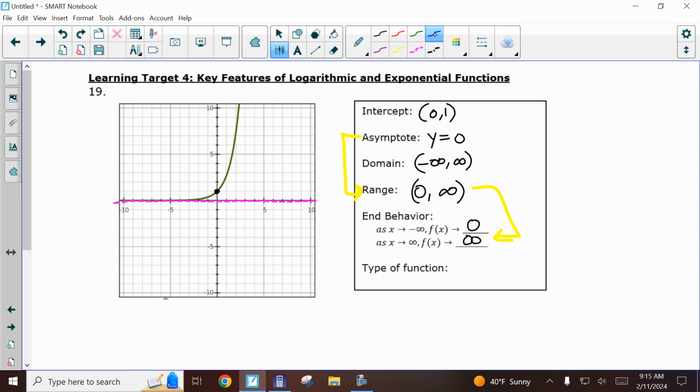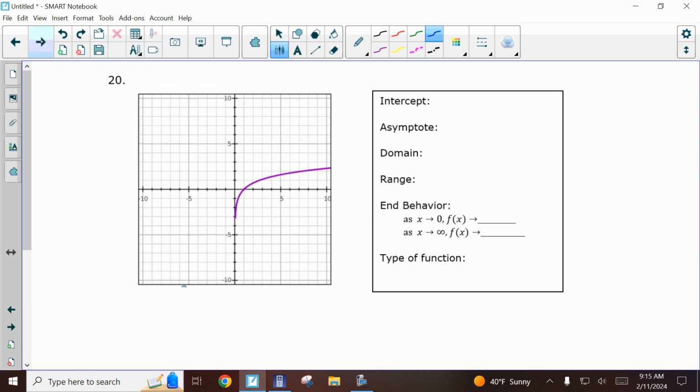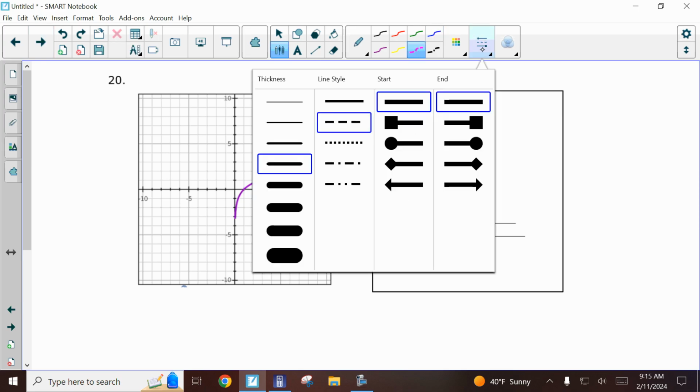And then when they ask us what type of function this is, they want to know, is it an exponential growth, is it an exponential decay, or is it a log? We already know just based on the asymptote that it's not a log, so it's between growth and decay. This one is going to be exponential growth. Just based on the shape, growth functions always start off kind of flat and then shoot up after a certain point.